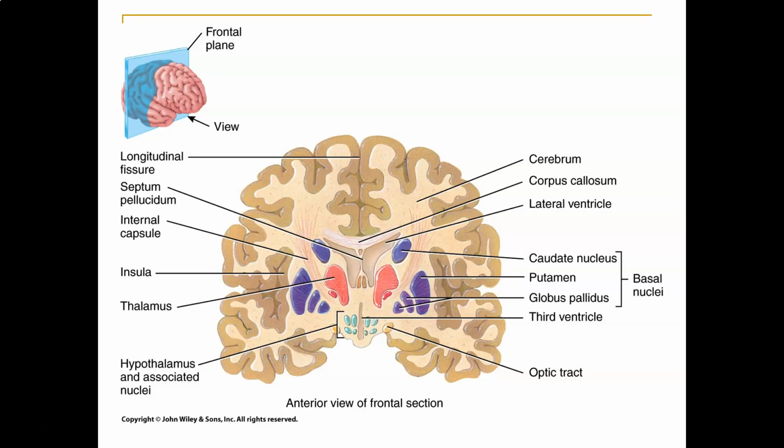The purpose of these gyri and sulci is to allow you to pack a large surface area of nervous tissue inside your skull. So it increases surface area. And if you look at this picture, this is a frontal section of the brain. The main usefulness of this picture is to show you the arrangement of the gray versus the white matter in the brain. So just to review that, this was something we covered in a previous lecture.